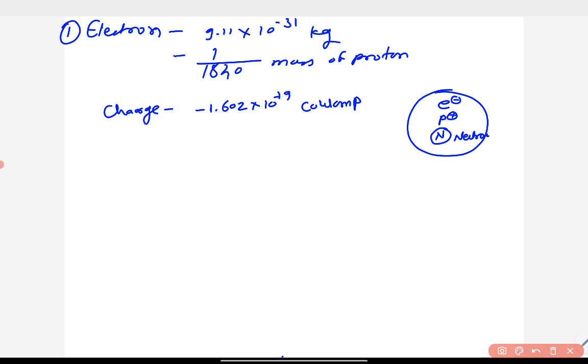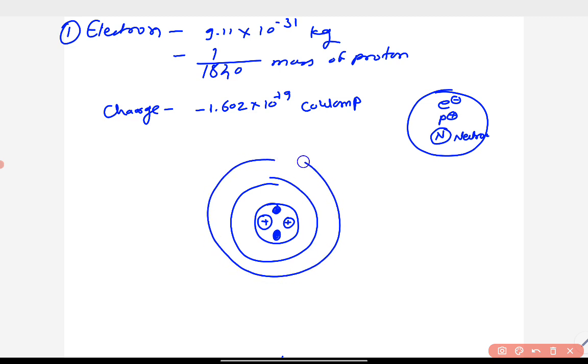Okay, so I will again explain how the atomic structure is and how we can draw it. See, this is one atom, and this is the nucleus. Here the number of neutrons equals the number of protons. Neutron carries zero charge, proton carries positive charge, and these are the orbits, and here are the electrons. These are the electrons, and they always carry negative charge.